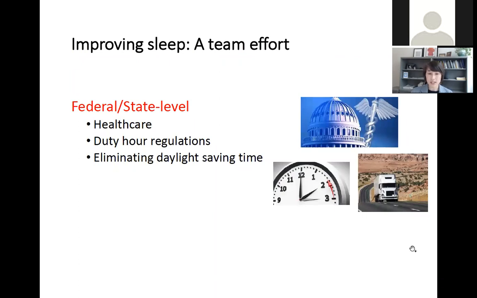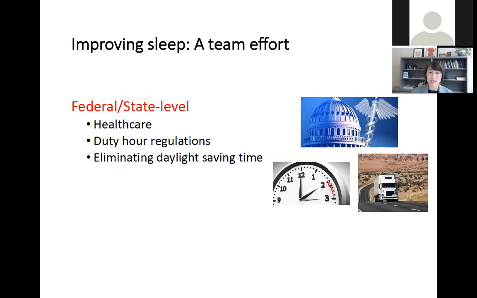Additionally, at the federal and state level, there are duty hour regulations. If you're familiar with the National Transportation Safety Board or the FAA, the Federal Aviation Administration, they both have duty hour regulations.